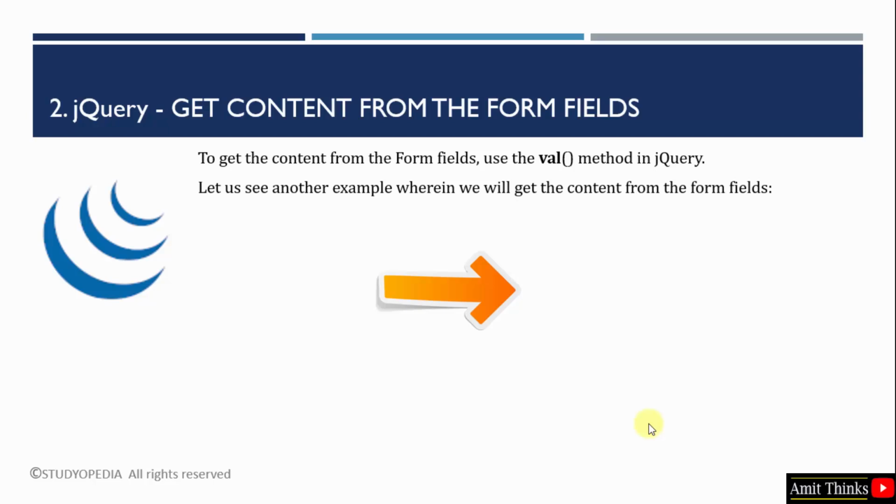In the next example, we will get the content from the form fields using the val method. This is the built-in method provided by jQuery. So we will create a form and we'll get the content from there itself. Let's see the example.